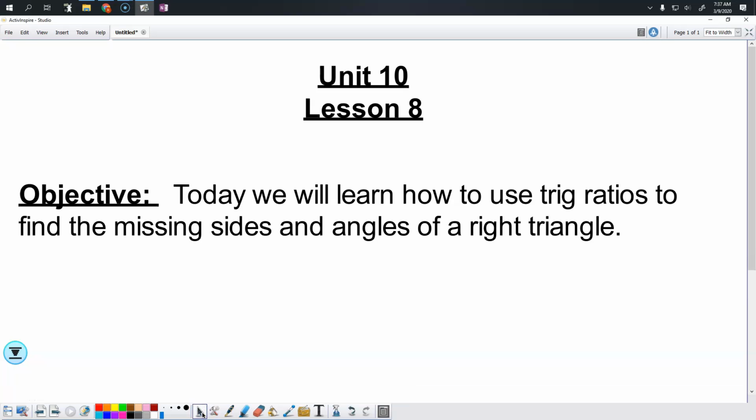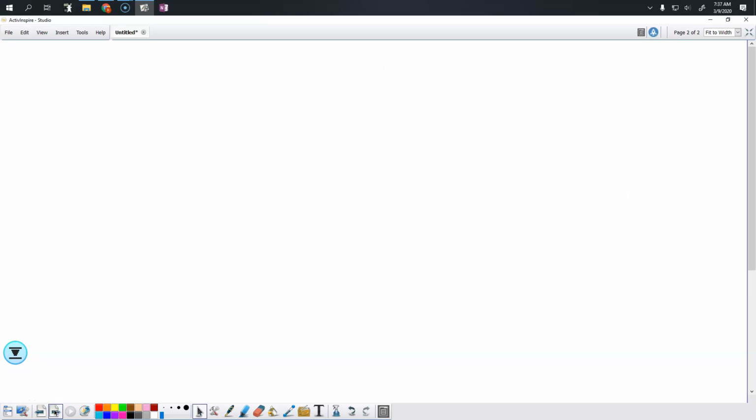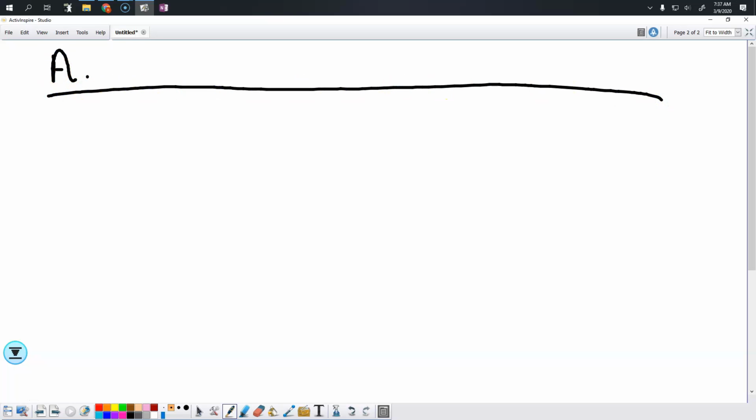So, should everyone learn how to use trig ratios, guys, to find missing sides and angles on a right triangle? Okay. So, let's start off with some steps on how to do that.